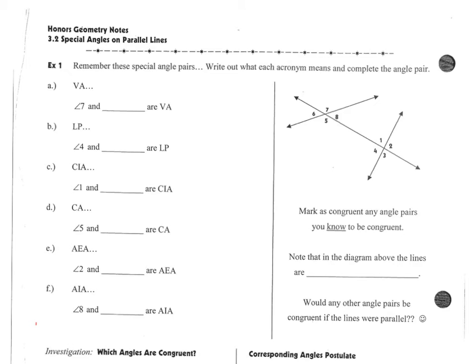All right, today we are looking for special angle pairs, and we are writing out what each one of those acronyms means and completing the angle pair. So for letter A, VA, that means that we are talking about vertical angles. And if we are given angle 7, the angle that would be vertical to it is angle 5.